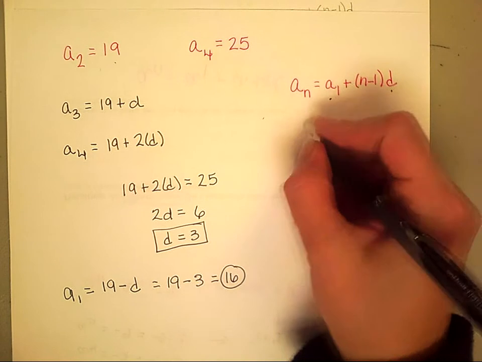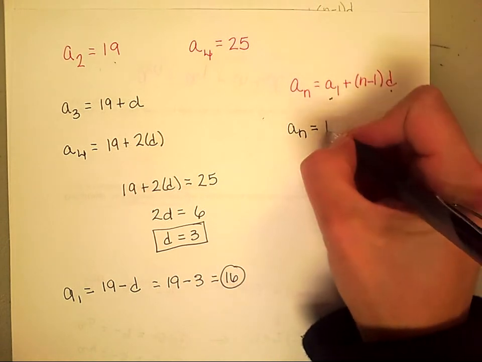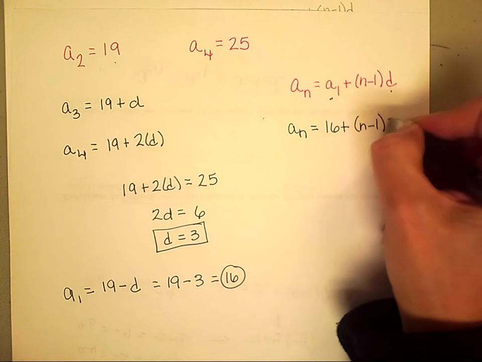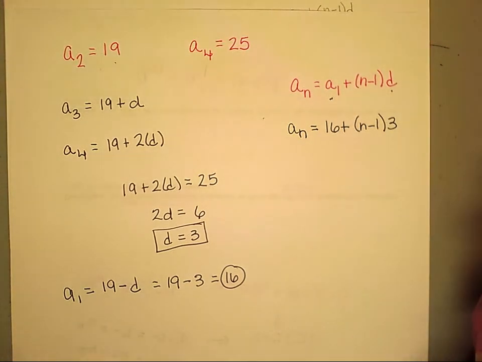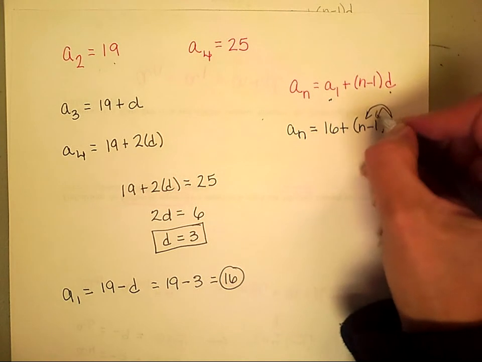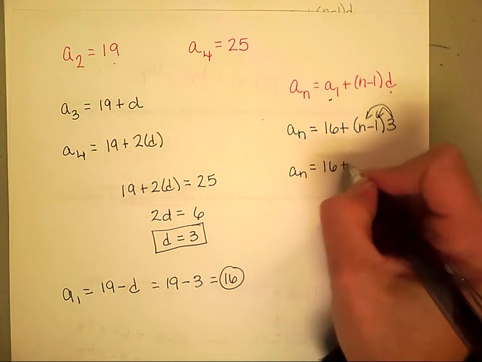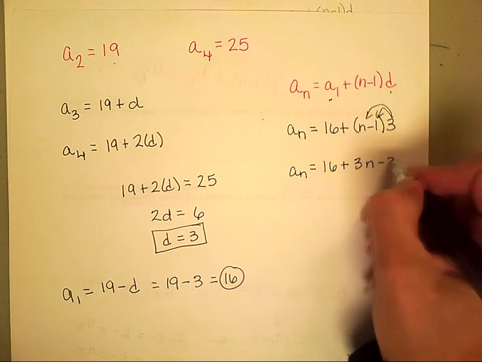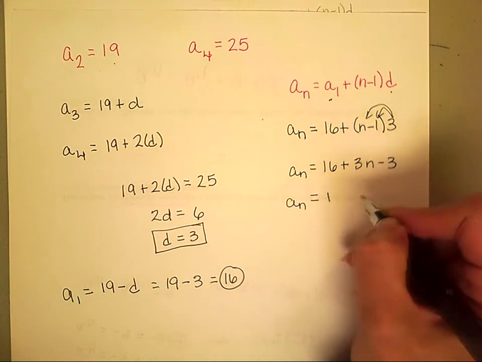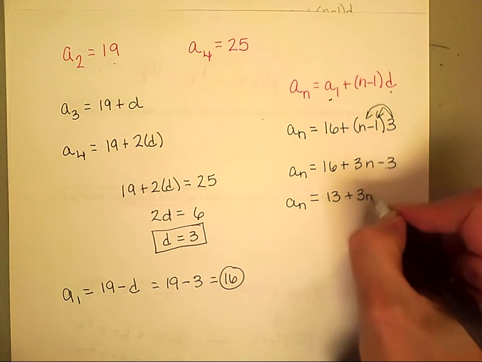So now we can say from here that a sub n is equal to a sub 1, which is 16, plus n minus 1 times the common difference, which is 3. And now we'll just simplify this. We can distribute this through. So the nth term can be written as 16 plus 3n minus 3, or the nth term will be written as 16 minus 3, which is 13, plus 3 times n.